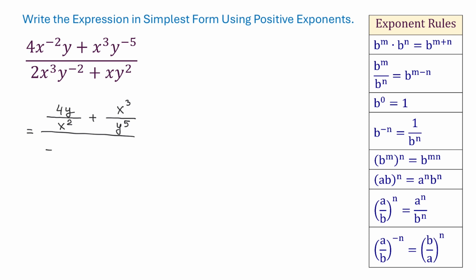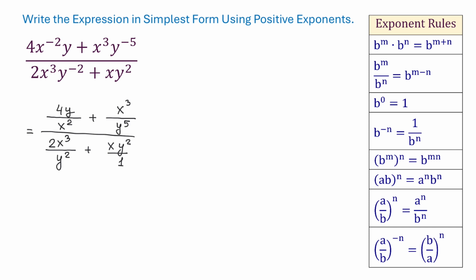Now, in the denominator, the first fraction will be 2x cubed over y squared. So we kept 2x cubed in the numerator and moved y down and made the exponent positive. Now, the last product does not have any negative exponents, so we can write it as it is, or we can write it as xy squared over 1.